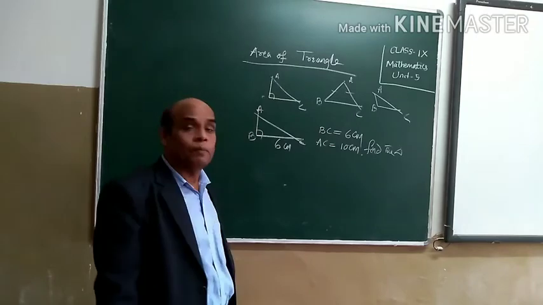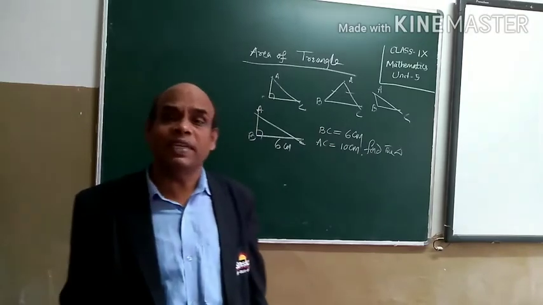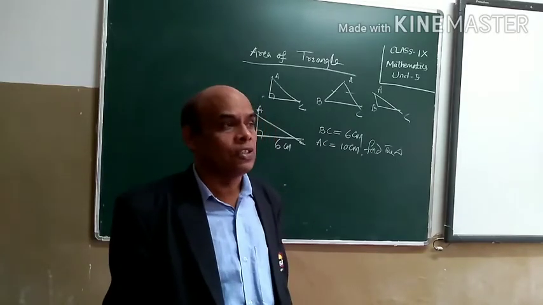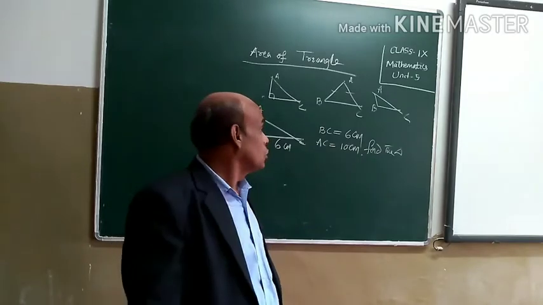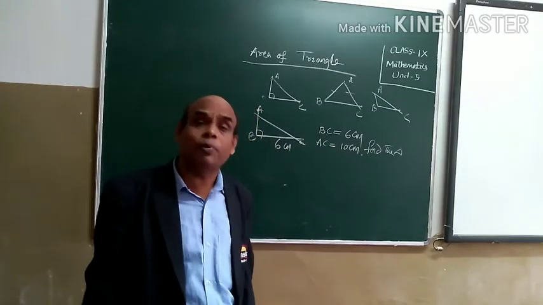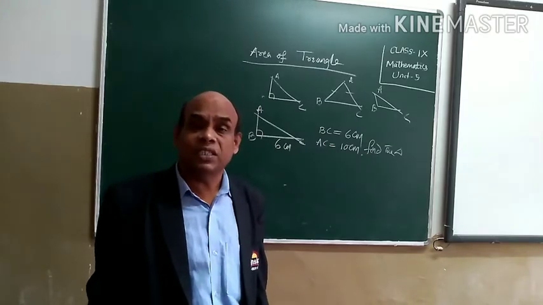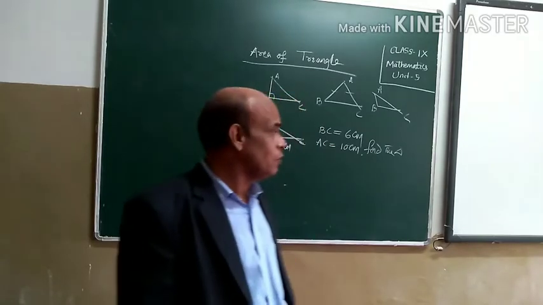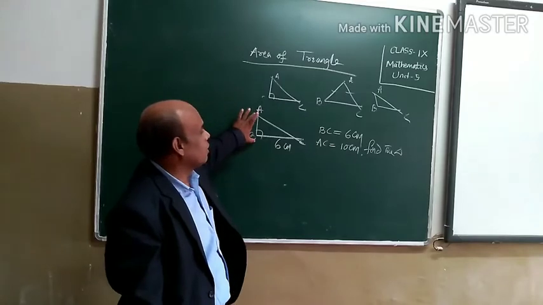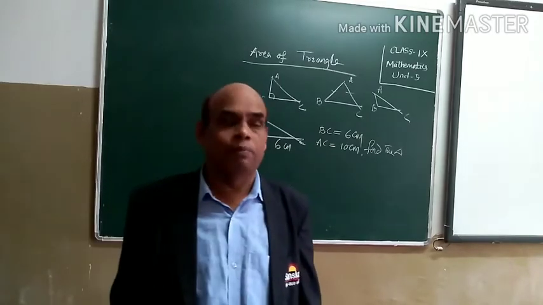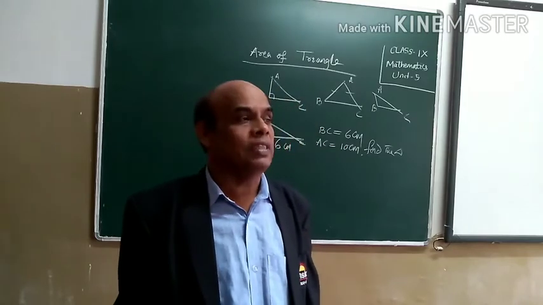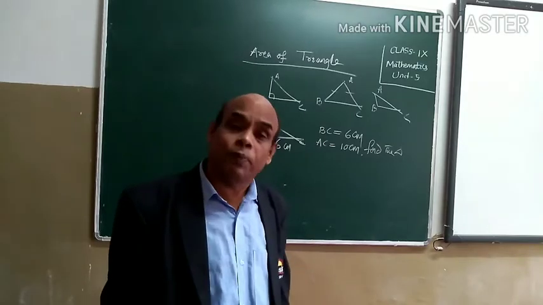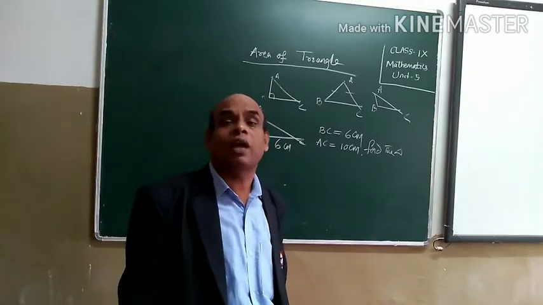Already what is given? Base is given. Then hypotenuse is given. So you have to find out the area of the triangle. You have to apply the same formula: half into base into height. Height means perpendicular. But here you see AB is the perpendicular, but that is not given to you. AB is the perpendicular, but that is not mentioned. So you have to find out the perpendicular first. You have to find out the height first.